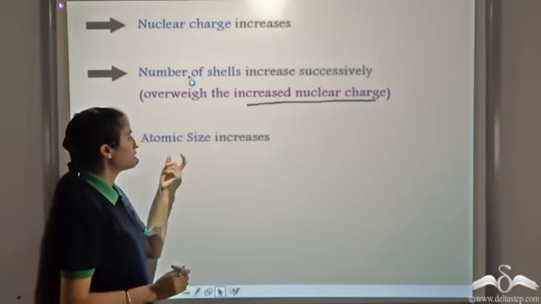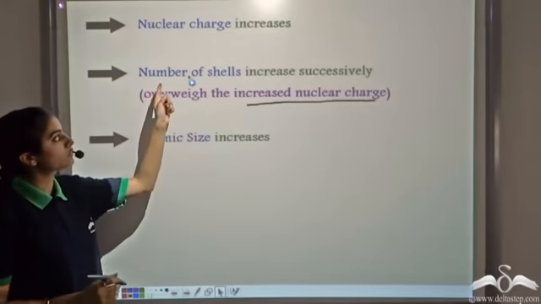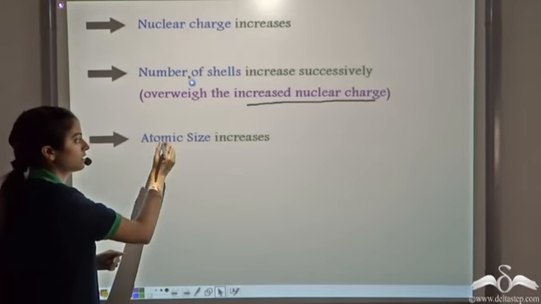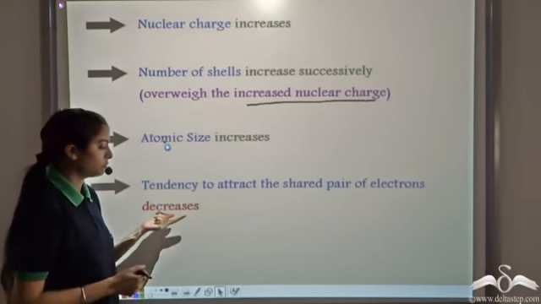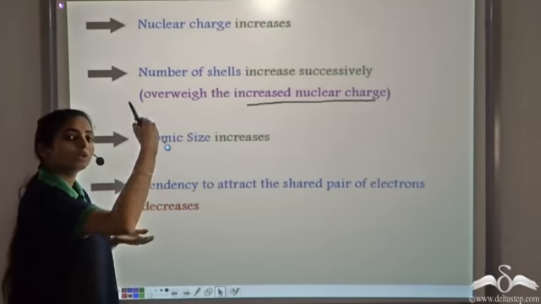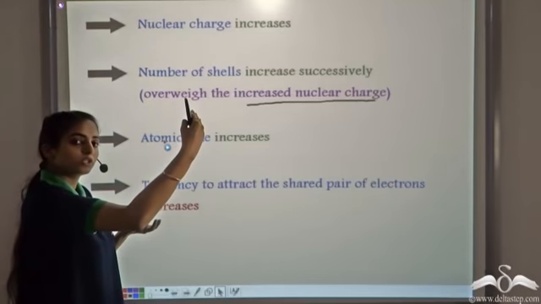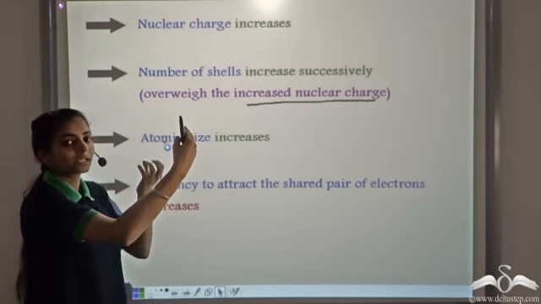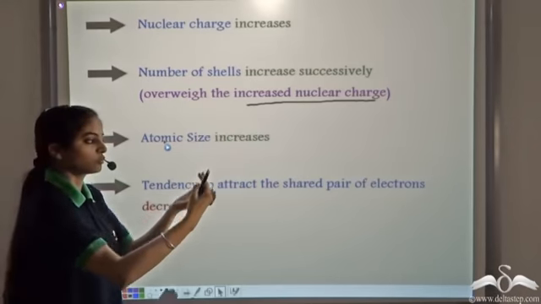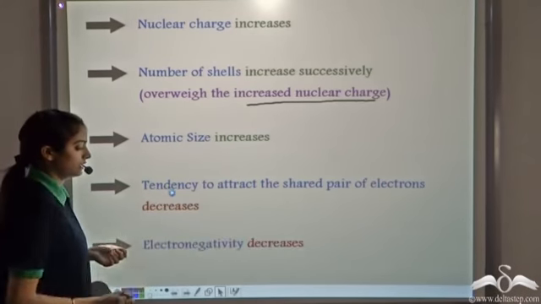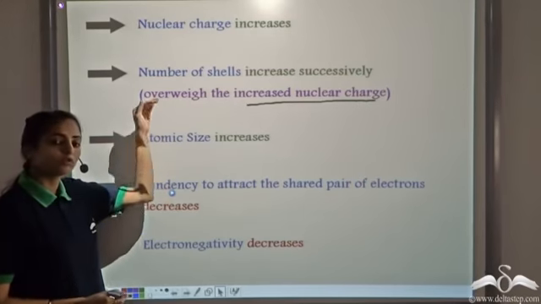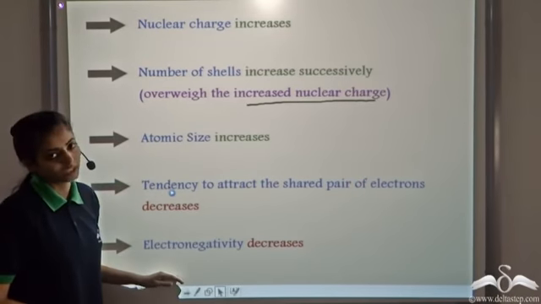So in effect, the atomic size increases because of the increased number of shells. Since the atomic size increases, the tendency to attract the shared pair of electrons decreases, because now the outermost shell is quite far away from the nucleus. The nucleus does not exert a greater force on the outermost electrons, so the tendency to attract the electrons decreases, and in turn the electronegativity on moving from top to bottom in a group decreases.